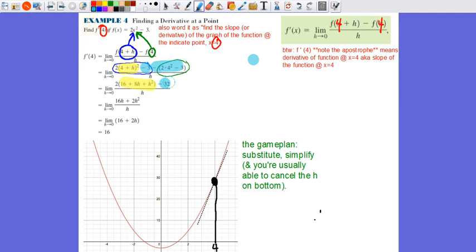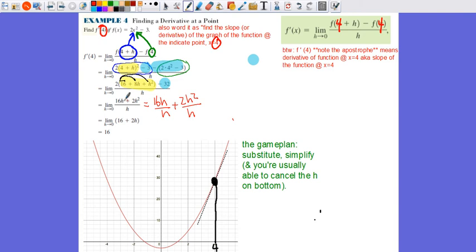Then all they did was just distribute the 2. Boom, boom, boom. And then combine like terms. The 2 times 16 is positive 32, minus 32 becomes 0, so that cancels. So that lands us at this point. And then you can divide everything by h. You can basically rewrite this as 16h over h.